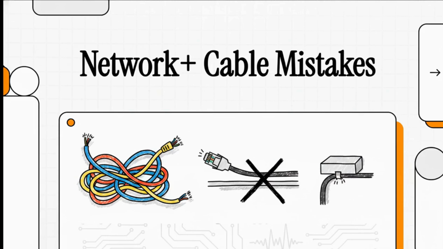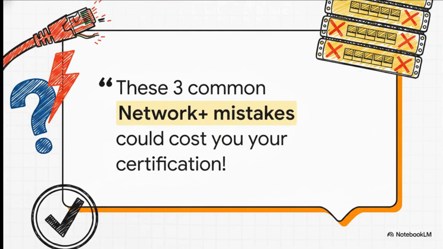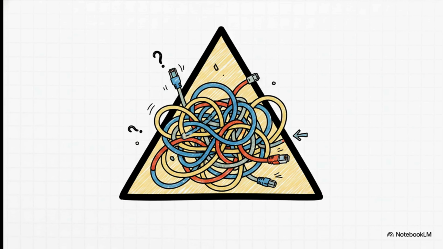Welcome to this explainer. Today we're tackling the physical layer of the CompTIA Network Plus exam. Thinking you know cable issues? Well, these 3 common mistakes could actually cost you your certification. Mistake number 1, confusing straight-through and crossover cables. It's a guaranteed way to lose easy points.